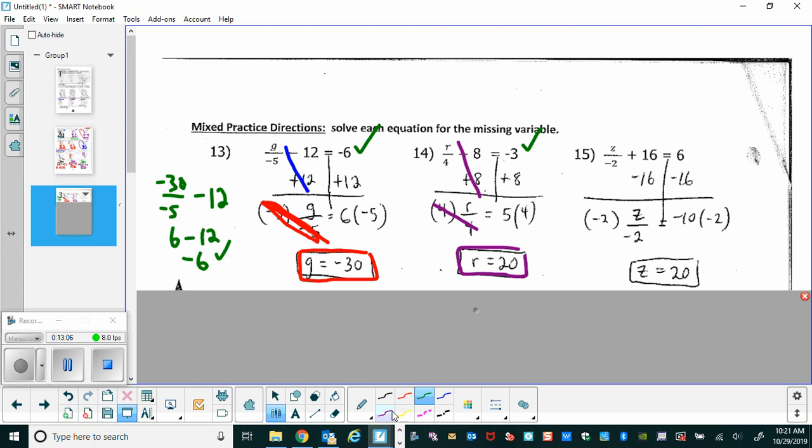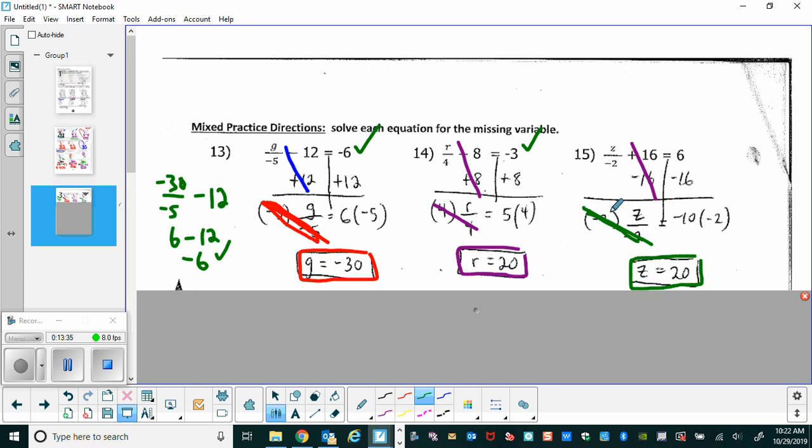All right, and now last but not least here for number 15, we've got z over negative 2, and we're going to add 16 to that, and it's supposed to equal 6. So what we're going to do now, positive 16, we're going to subtract to cancel it out. And on this side, 6 minus 16 is my negative 10. Now, because my denominator is negative 2, I'm going to multiply both sides by negative 2. And on this side, it cancels out. I bring down z. And on this side, a negative divided by a negative would be a positive 20.